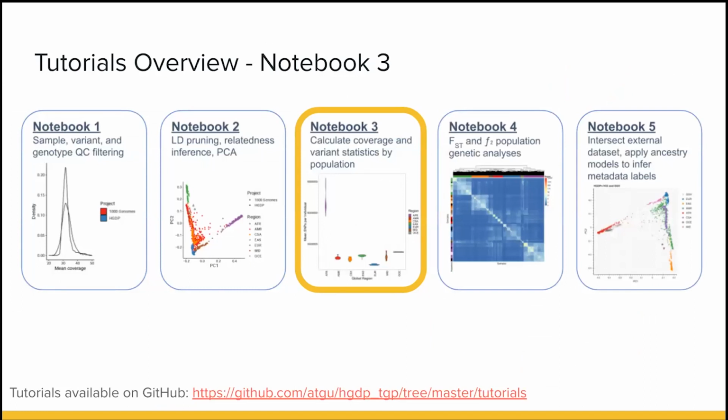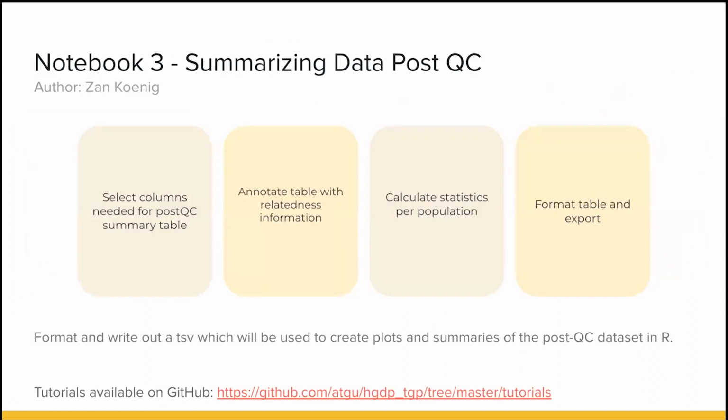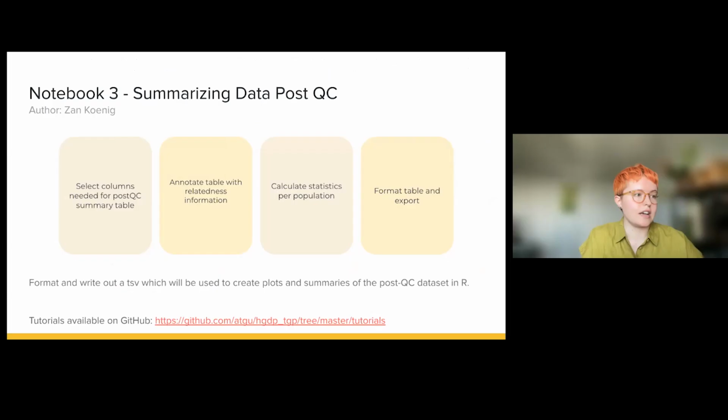So now moving on to notebook 3. In this notebook, the idea was just to do some summarizing of the data post quality control and some of the results of PCA. So we went through and selected the columns that we needed for a post QC summary table. Then we annotated that table with some relatedness information, then went through and calculated certain statistics per population, and finally formatted that into a table and exported it into a TSV, which was used to create some plots, such as the number of SNVs per population that you saw previously, as well as that coverage plot.